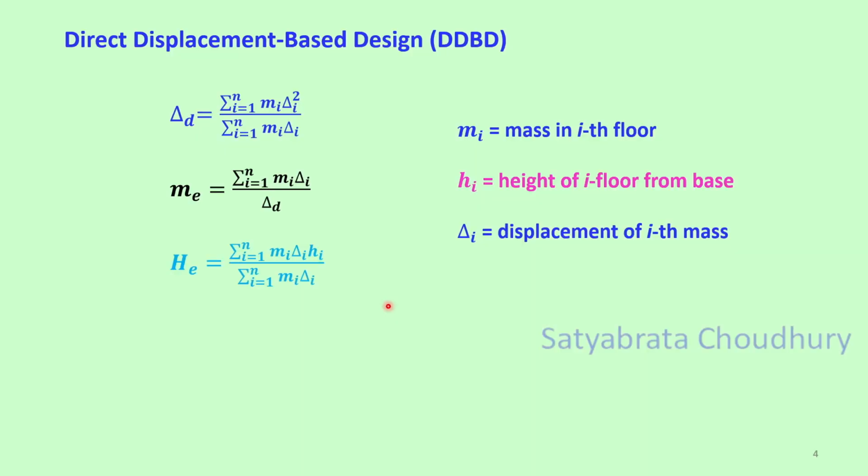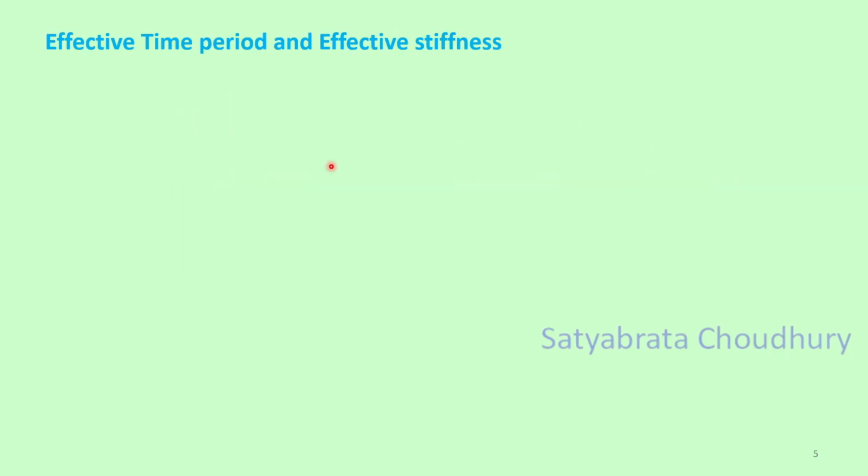The conversion of the multiple degree of freedom system to equivalent single degree of freedom system was also taken up in the last video. That conversion gives you the design displacement delta D, effective mass ME and effective height HE. All are given in terms of two simple parameters, the mass of the floors MI and the displacements of the floors delta I. There is a term, the effective time period. It comes from the normal time period formula, only using the effective mass and effective stiffness. The resulting time period is called effective time period, which will be required in our displacement based design.